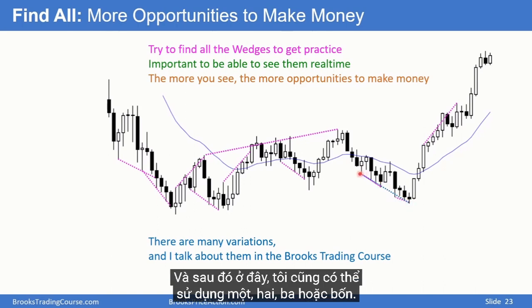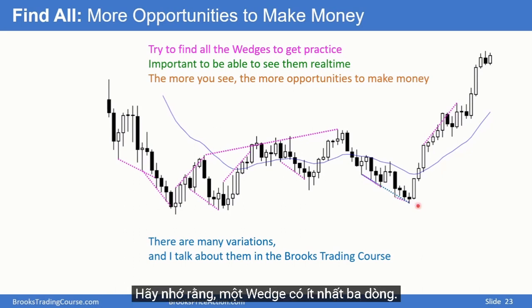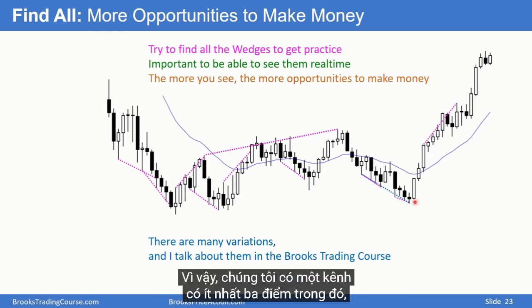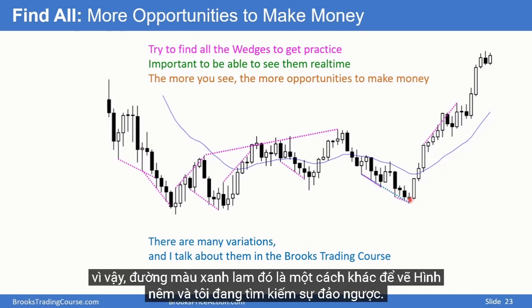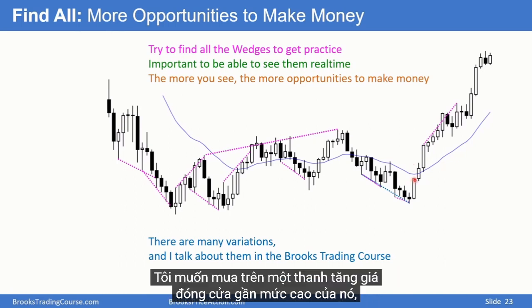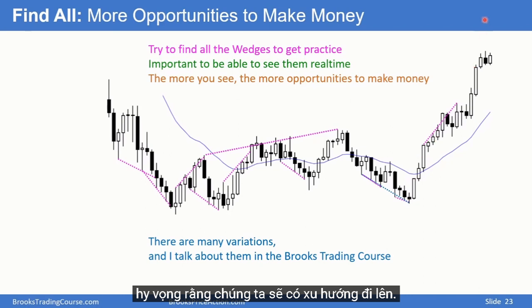And then here, I could also use 1, 2, 3, or 4. Remember, a wedge is at least 3 lines, so we have a channel with at least 3 points in it. So that blue line is another way to draw a wedge. And I'm looking for a reversal. We got a reversal. I want to buy above a bull bar that closes near its high, hoping that we get a trend up. Sometimes patterns fail.